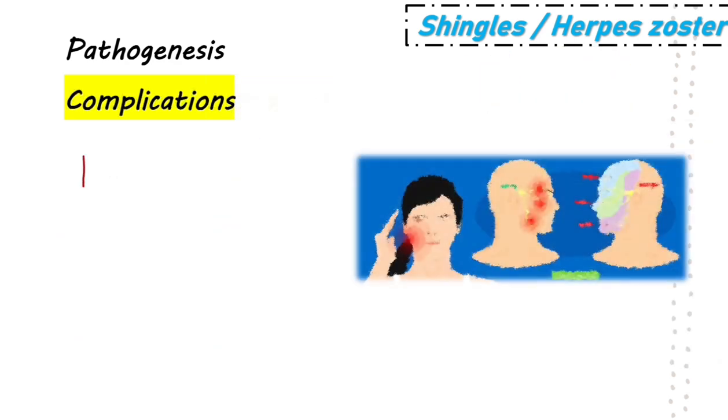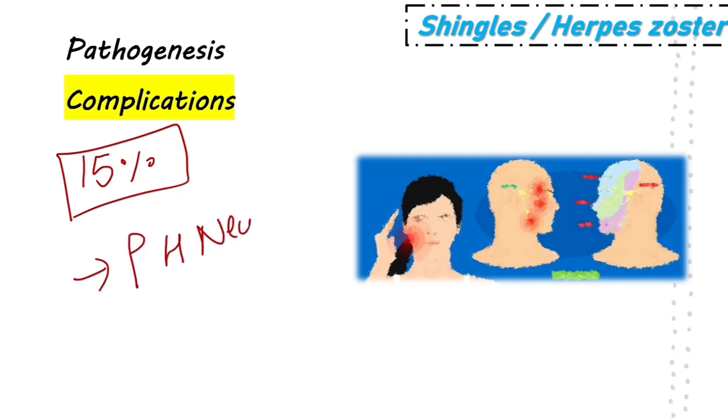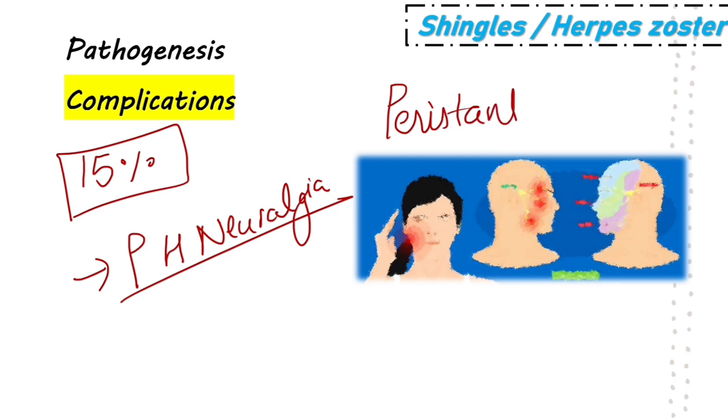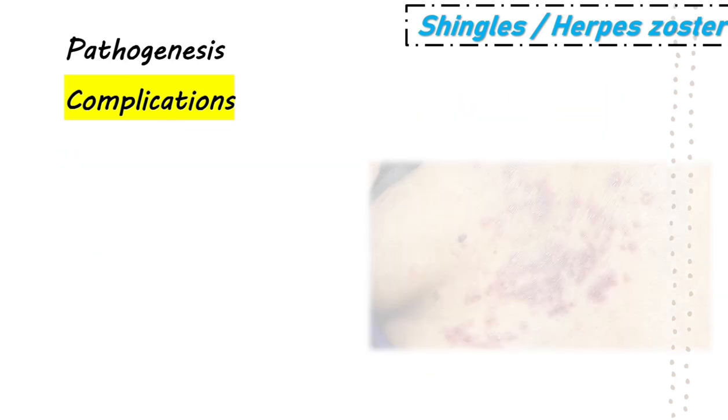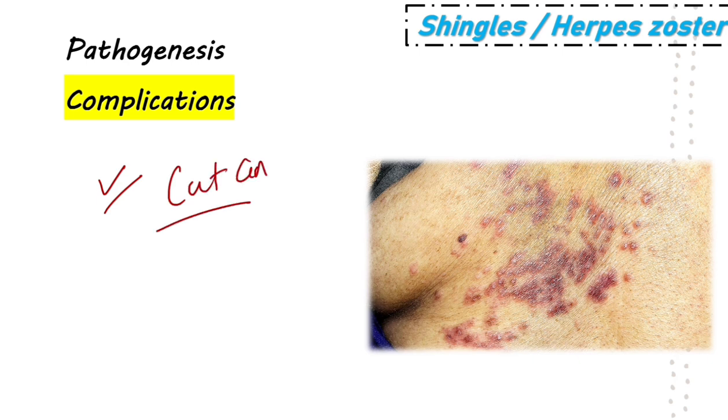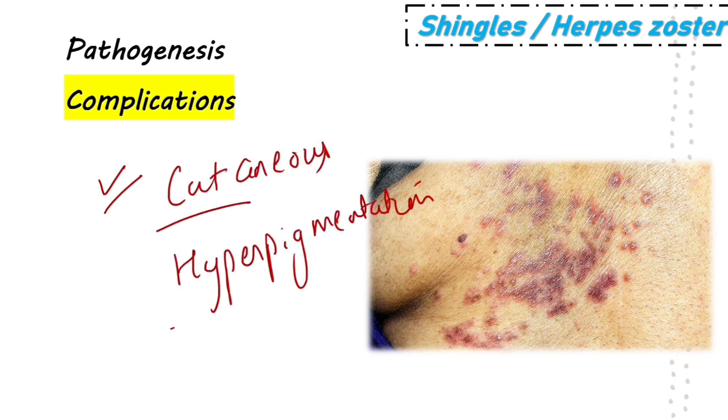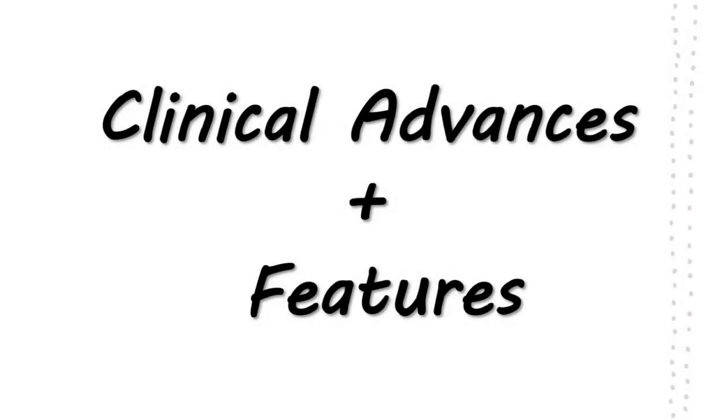Following the acute phase of the disease, approximately 15% of the patients may experience post-herpetic neuralgia, which is characterized by persistent pain that can last for several months. Along with this pain, some individuals may also notice cutaneous hyperpigmentation as a consequence of infection from the varicella zoster virus. Now let us talk about clinical features.